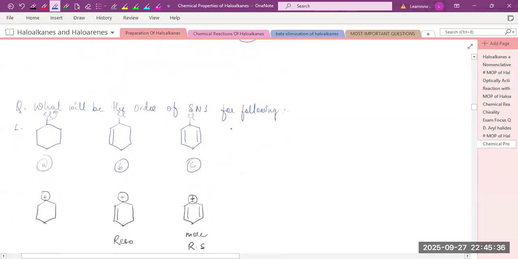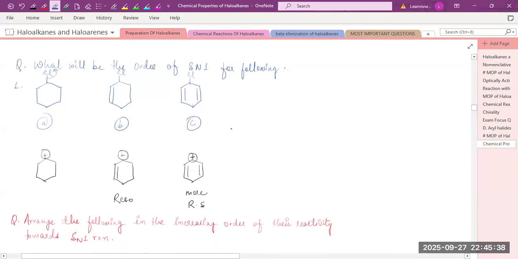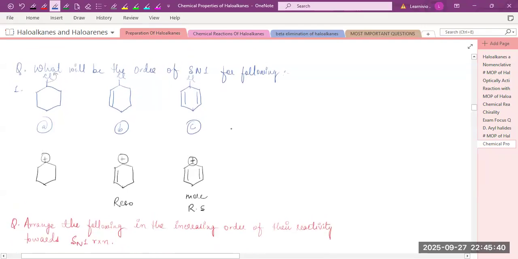Now this question. Now see this. What will be the order of SN1 for the following? Order of SN1 reaction. So first, let's understand. Let's make the carbocation first. So when you remove this, here the plus charge, this carbocation will be this. When you remove this, this will be the carbocation, and for this will be the carbon. Now compare these three. So first, let's see C1.